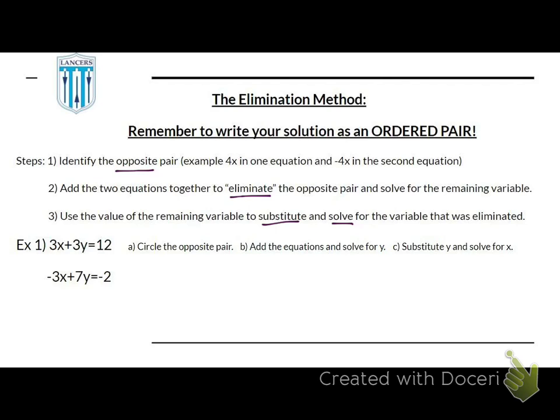Example 1, they kind of broke it down, parts A, B, and C for us to do. So part A for example 1 is to circle the opposite pair. What is my opposite pair on example 1? So an opposite pair means they look exactly the same, but they have different signs. Somebody said it. 3x and negative 3x is the opposite pair. Those are exactly the same, but one's positive and one's negative.